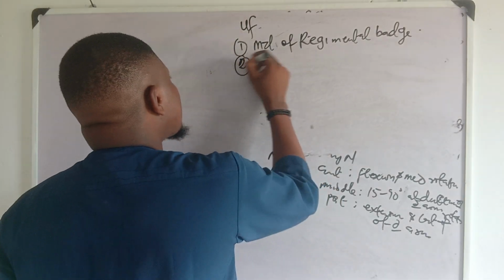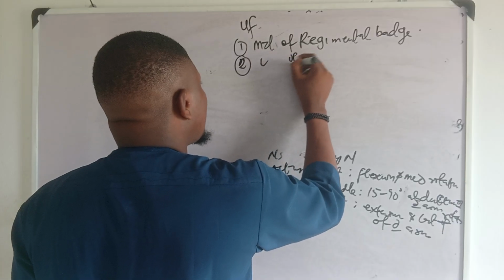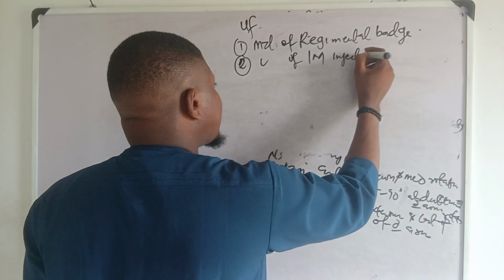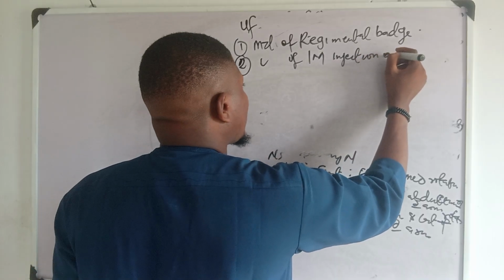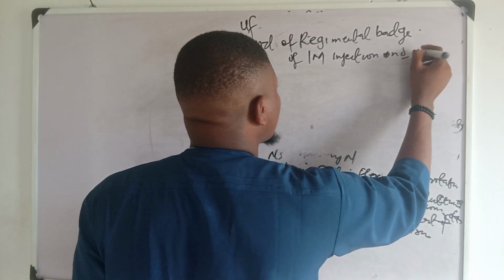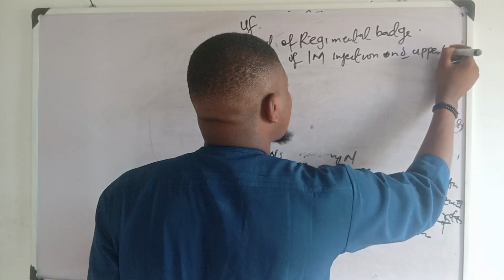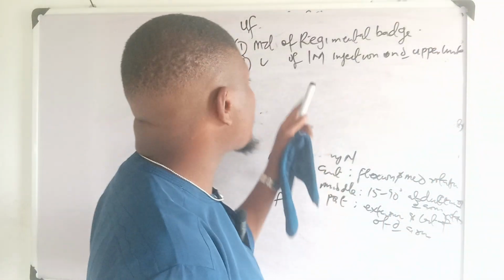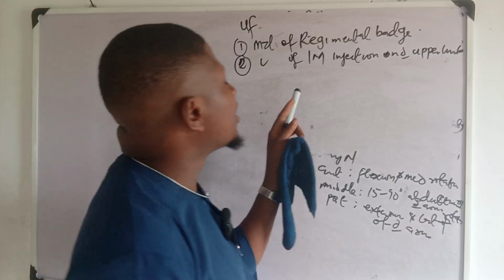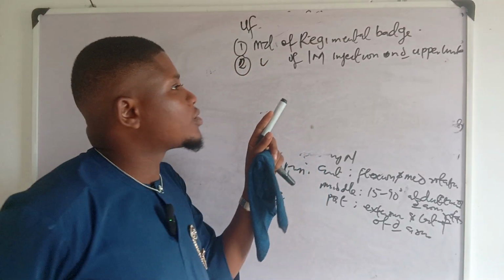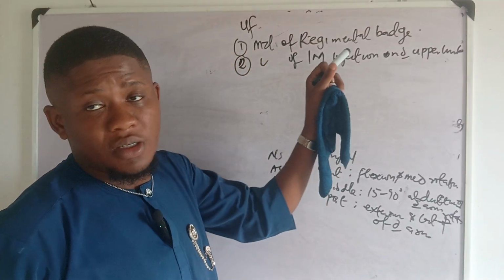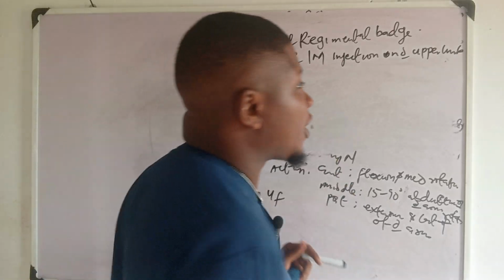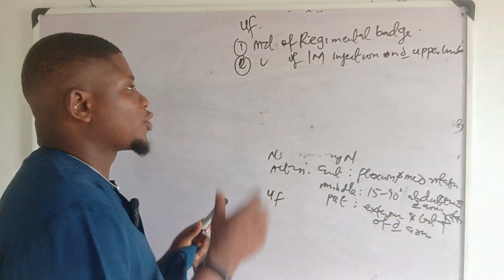Then number two, it is the muscle of intramuscular injection in the upper limb. Now, when we reach the lower limb, the muscle of intramuscular injection there is the gluteus medius for adults. Do you understand? But the anterolateral aspect of the vastus lateralis is used for children.